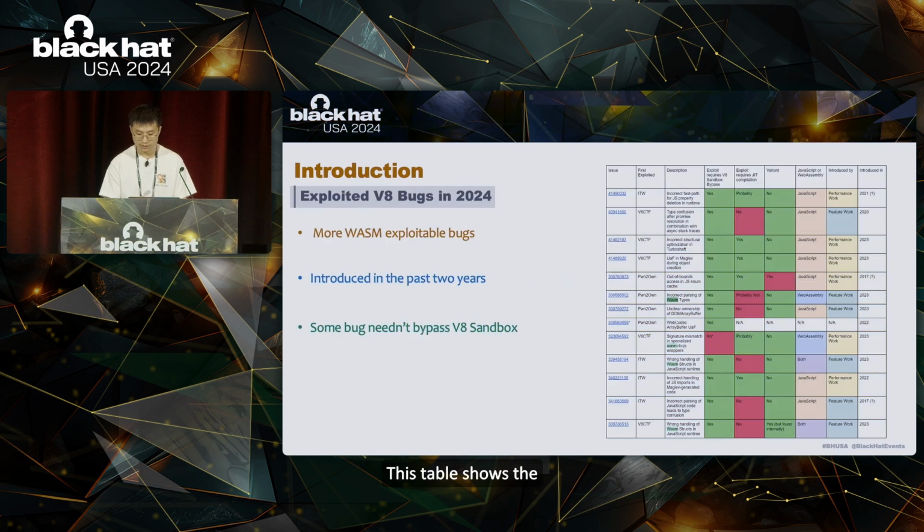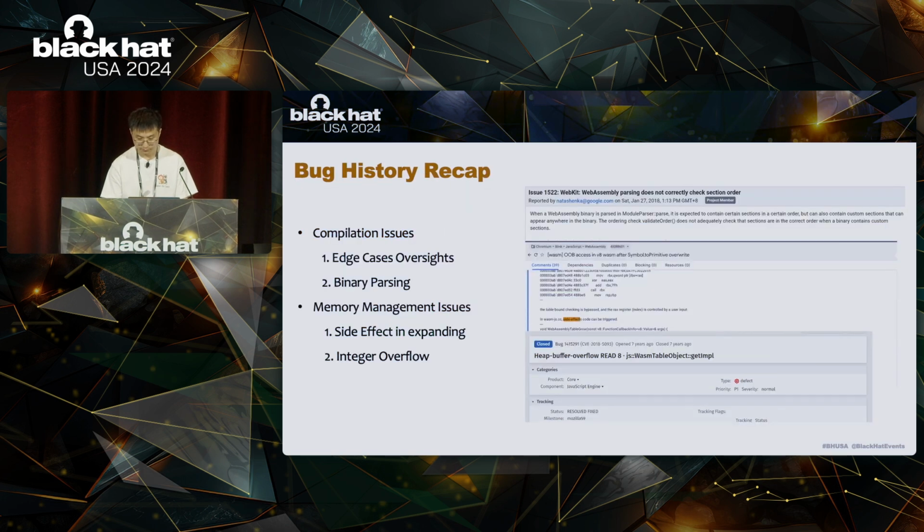This table shows the exploited V8 bugs in 2024. It's collected by Silvanus from Google. We can see that the WASM bugs were all introduced in the past year. Some of them do not even need to bypass the V8 sandbox protection. Since WebAssembly was introduced in 2008, there have been researchers looking into its security.